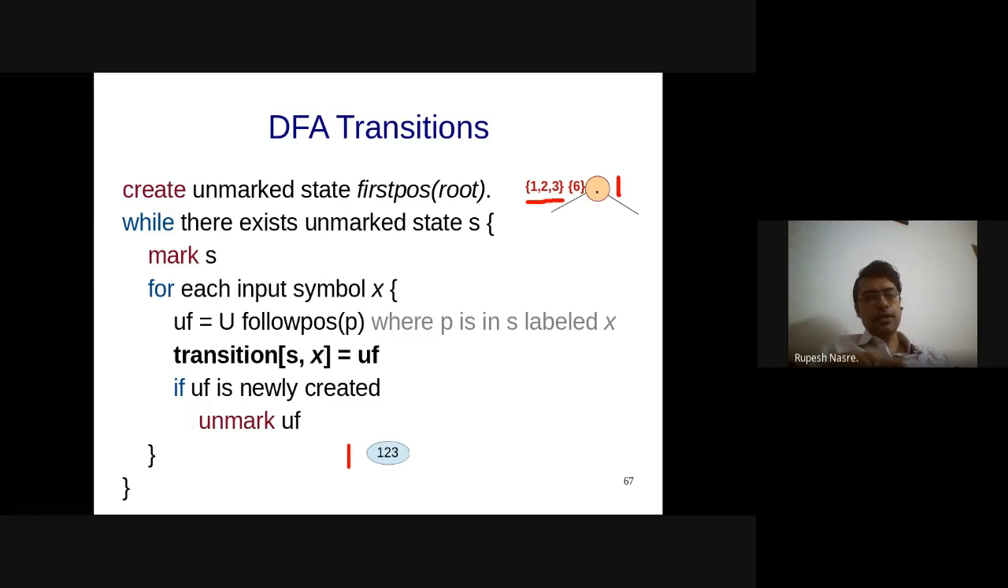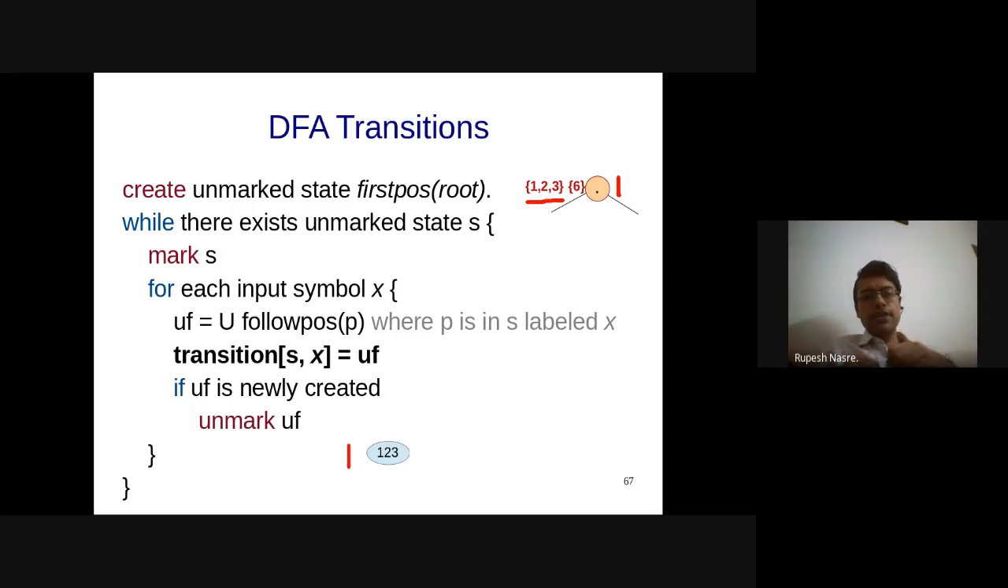So I'm going to mark that initial state. While there exist unmarked states, I'm going to mark that state S, and then for each input symbol, that is, I'm going to go over the alphabet, in this case A and B. I'm going to take the followpos of P, where P is in the state. The state is being represented here, this 1, 2, 3. Node is S, and P is essentially iterating over 1, 2, and 3.